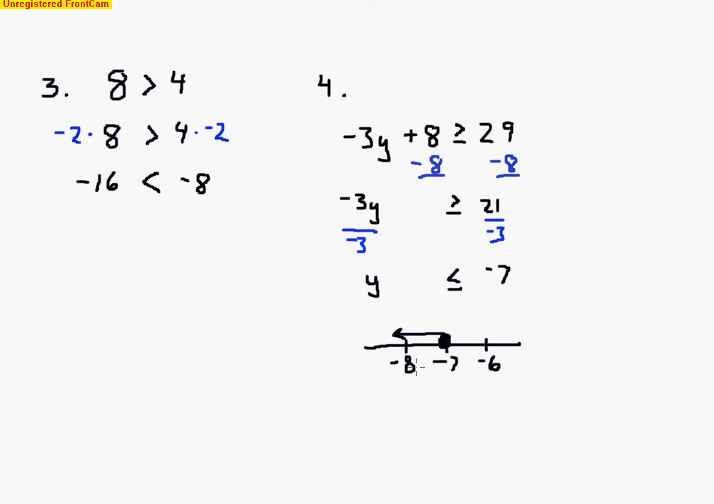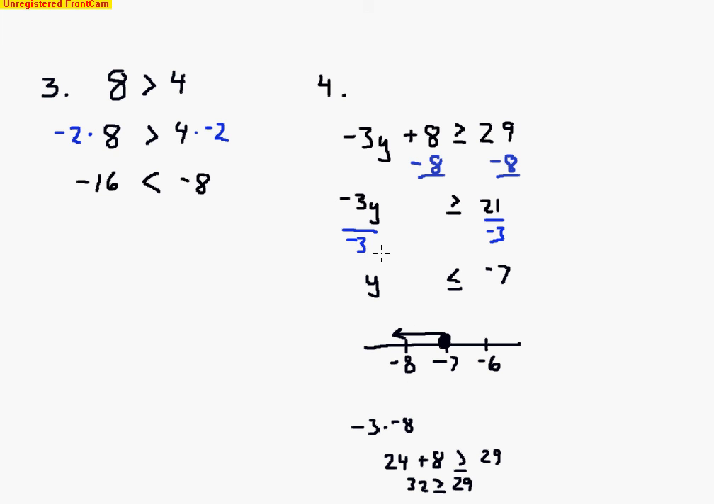like negative 8. See, if we just mentally plug this in, negative 3 times negative 8. So we'll do that work off to the side here. Negative 3 times negative 8 makes 24, a positive 24. And when I add 8 to that, I get something that is greater than or equal to 29. See, when I add these numbers together, I get 32, and that is greater than or equal to 29.